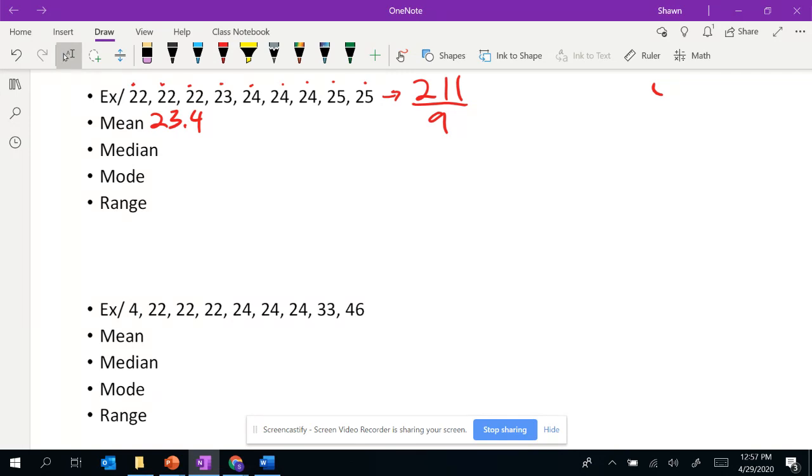Now I'm going to calculate the median. In order to calculate the median, first I have to put all the numbers in order from smallest to greatest. Then I cross off the smallest, then the greatest, next smallest, next greatest, until I get to the middle number. If you have two middle numbers, remember you take the average of those two middle numbers. But here we only have one middle number, and that is the number 24.